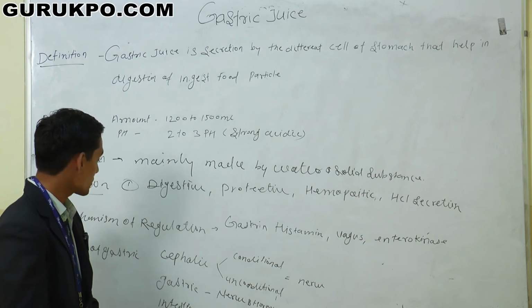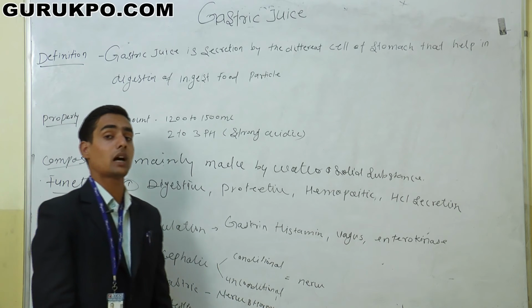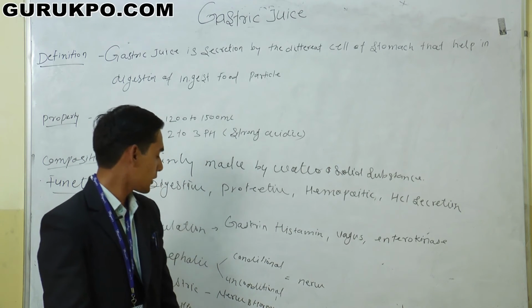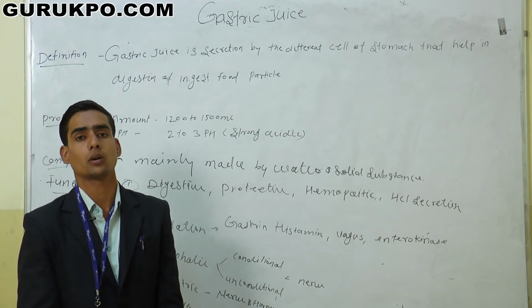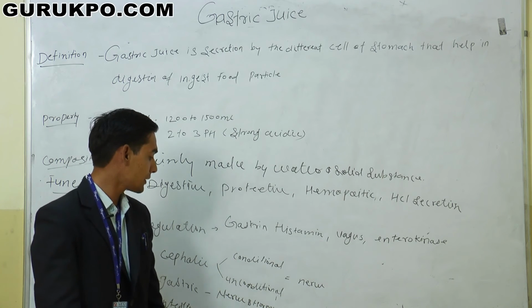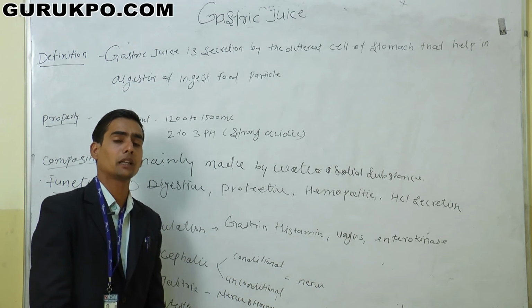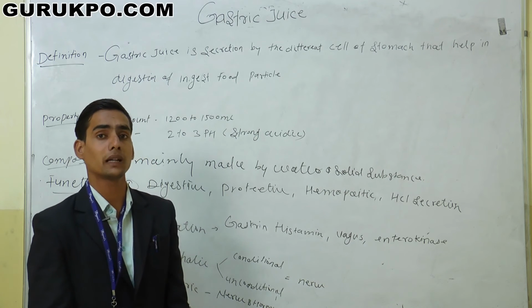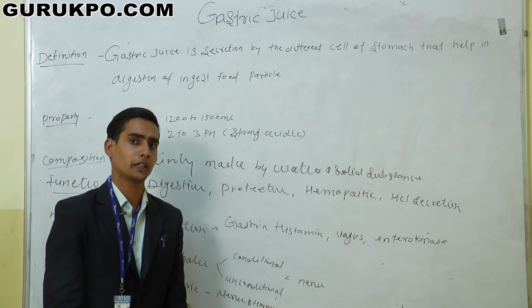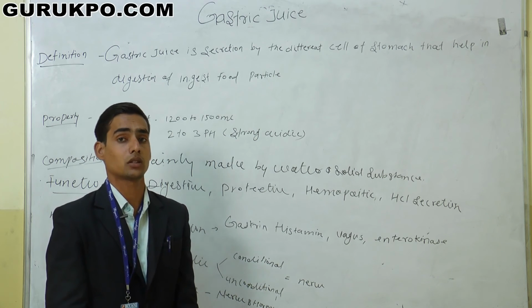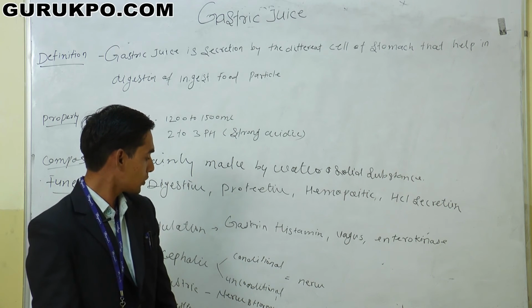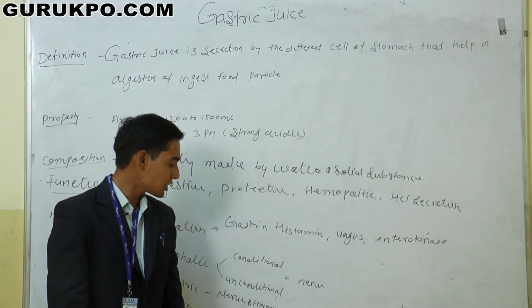Reflexes of the gastric juice. The gastric secretions are regulated by different reflexes in our body. Number one reflex is the cephalic reflex. The cephalic reflex is controlled by the head region and indirectly by the nervous system. It is controlled by two conditions. Number one is the conditional.